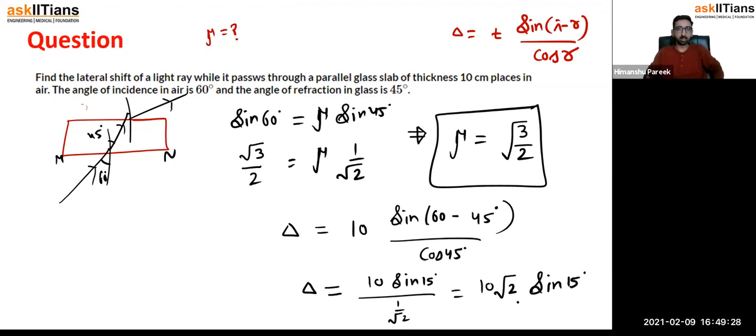Now that's the lateral shift we have got. They could have asked you something else also in the same question: what is the distance traveled by the light ray inside the glass slab? In that case, I would have calculated the value of mu, because then they won't give you the angle of refraction. We'll calculate mu and then find the angles, and after finding the angles, we will get the distance traveled because thickness is given to us. This is the distance traveled by the light ray inside the glass slab. So these kinds of questions are framed on the lateral shift of a light ray.